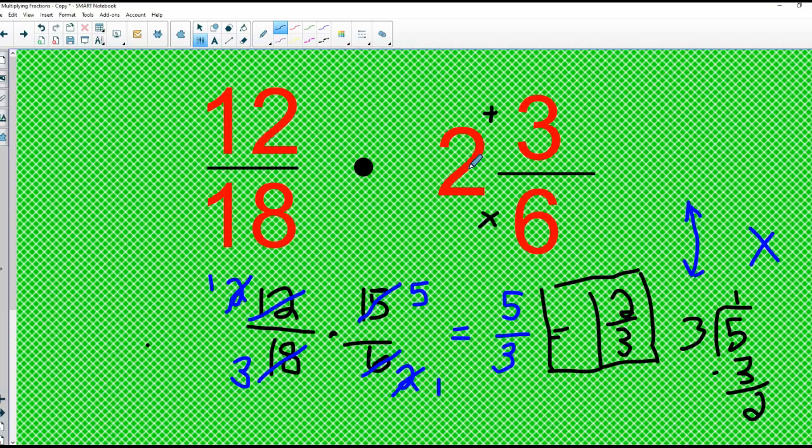Guys, you do have a practice to do here. Please show your work on it. Don't leave improper fractions. And always, always remember to reduce.